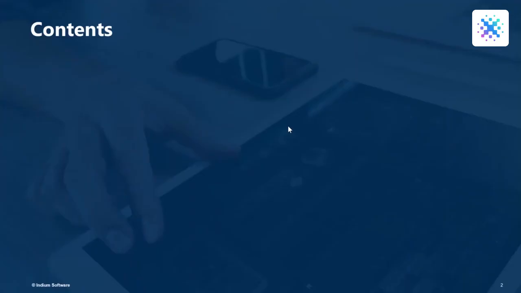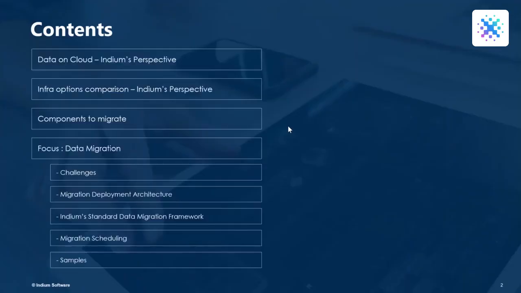So as part of this webinar, here is some content that I'm going to cover. Firstly, Indium's perspective on what data on cloud means. Again, our perspective on what infra options we have and how they compare with each other. What are the components that we would migrate as part of a cloud migration activity? And in this particular session, we're going to focus specifically on data migration. Key aspects that we'll touch upon are challenges, migration deployment architecture, our standard data migration framework, how do you schedule migration, and some samples that will help us understand this better.